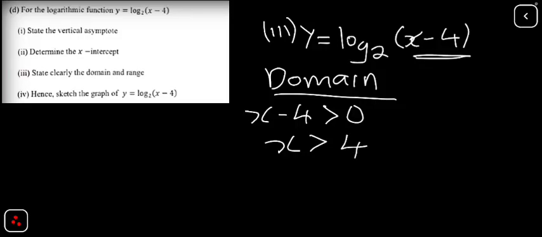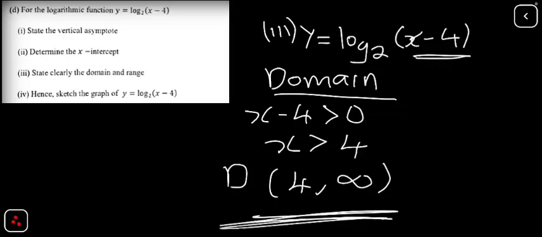Since the question is saying state the domain, you say domain starting with 4, not included, to where the values are going. The values are going to positive infinity. So 4 is not included, we are picking the values which are greater than 4. So this is the domain.